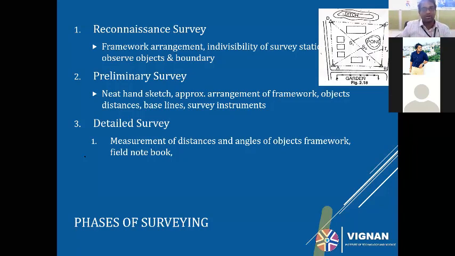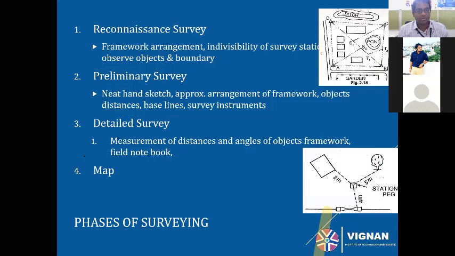There is a process called ranging of that line. We'll discuss it in the later part. If the distance between 2 points is greater than the tape or chain itself, how are we going to do it? So in detailed survey, what we do is we take the exact measurements of all this framework and note it in the field notebook and we'll plot it.